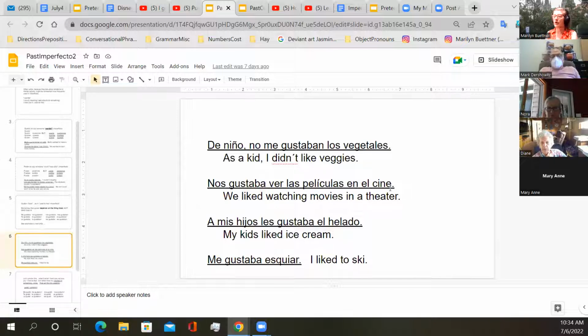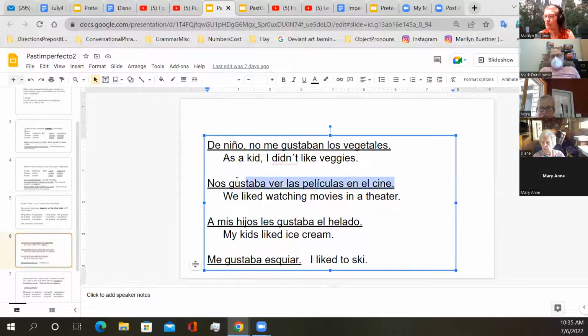So here are the examples for gustar in imperfecto, to say somebody used to like, or we might make a negative, didn't like in the first one. De niño no me gustaban los vegetales. As a kid, I didn't like veggies. That's not a one-time event. I just didn't like vegetables as a kid. I don't know how many times. A lot, just a lot. So when liked in the past means a lot, often, it's imperfecto, like this. Nos gustaba ver las películas en el cine. We liked watching movies in the theater. I don't know how often, just we used to like watching.